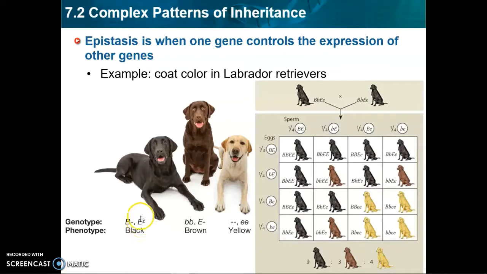Having a dominant allele at gene E basically says, yes, gene B, go ahead and express whatever color you have the code for. But if you are recessive at gene E, there's no color expression at all, and that's why you have those really light-colored labs.